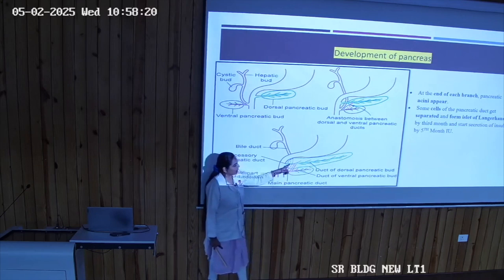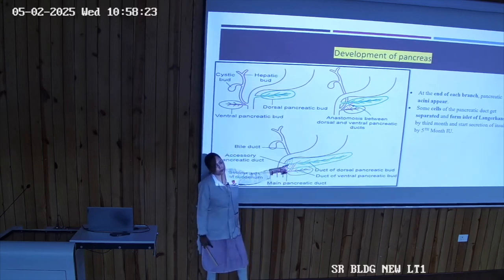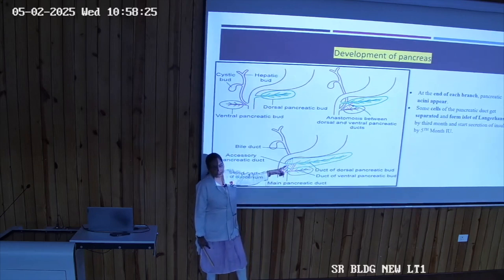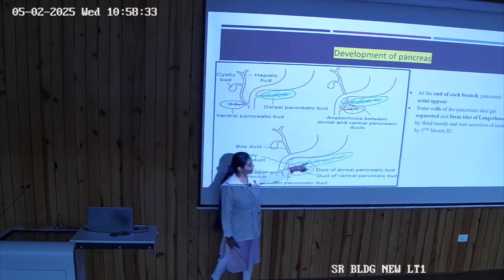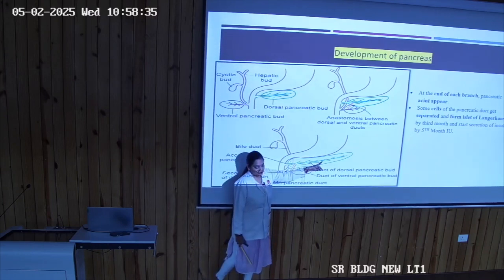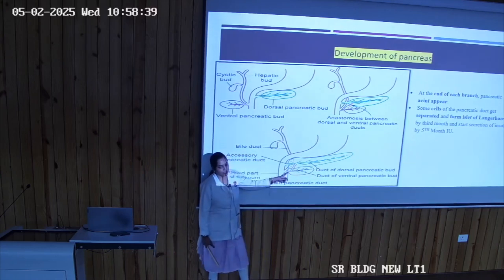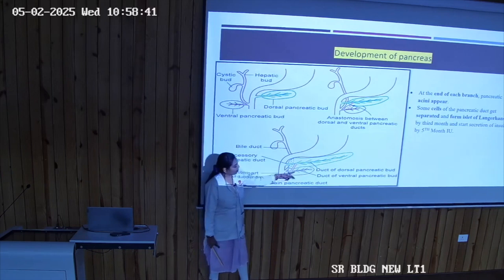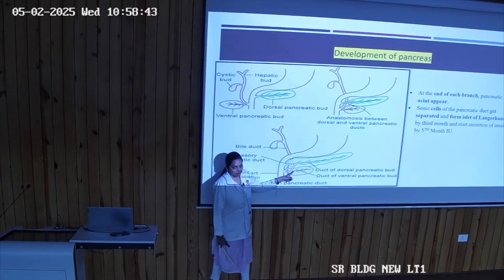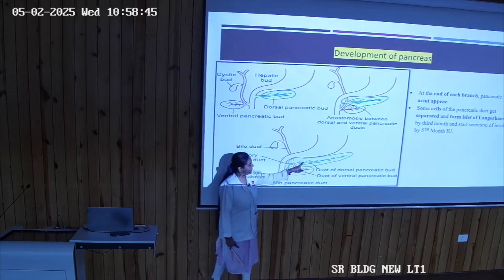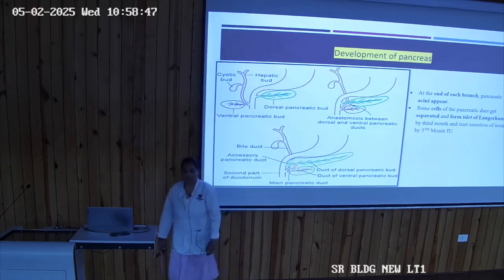Likewise, the proximal part may disappear or it may form an extra pancreatic duct, which is known as the duct of Santorini or the accessory pancreatic duct. So this accessory pancreatic duct is the proximal part of the dorsal pancreatic duct, and the main pancreatic duct is the contribution of the ventral pancreatic duct and the distal part of the dorsal pancreatic duct.